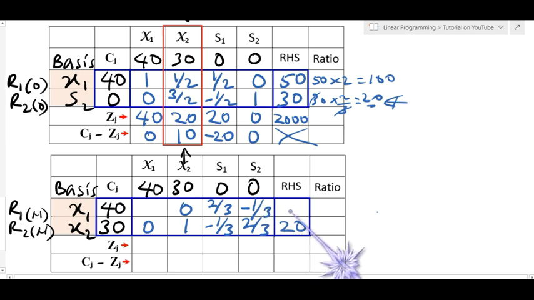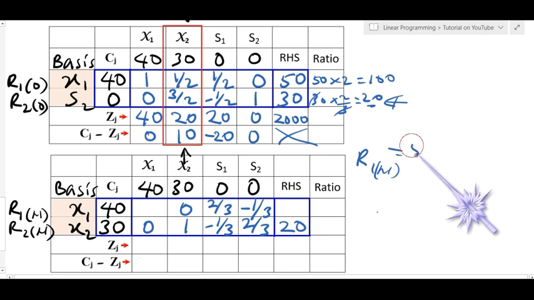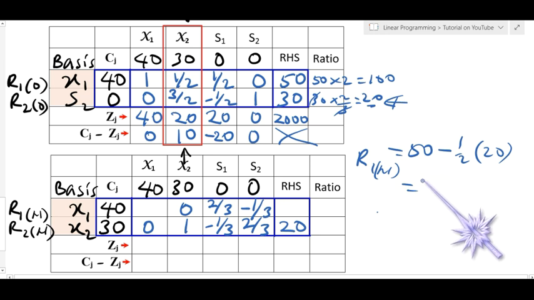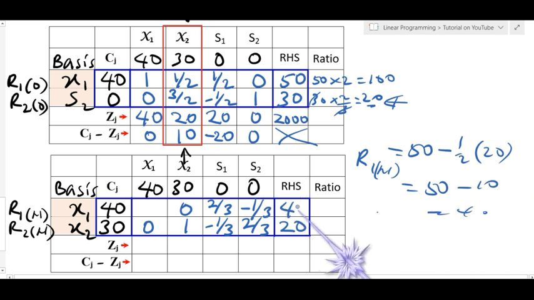Now talking about this place, we have R1 new. R1 new is equal to R1 old. Where's our R1 old? 50 minus x. And our x is what? Our x is this 1 over 2, minus 1 over 2 into the pivot row. This is our pivot row element here, the pivot row element, 20. So that will be equal to 50 minus 10, which is 40. So this point is going to be 40.